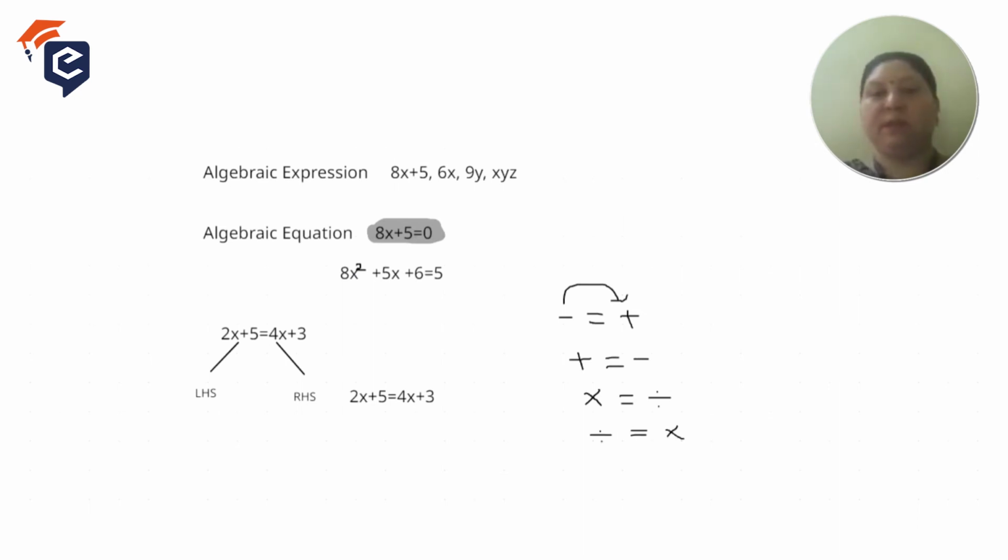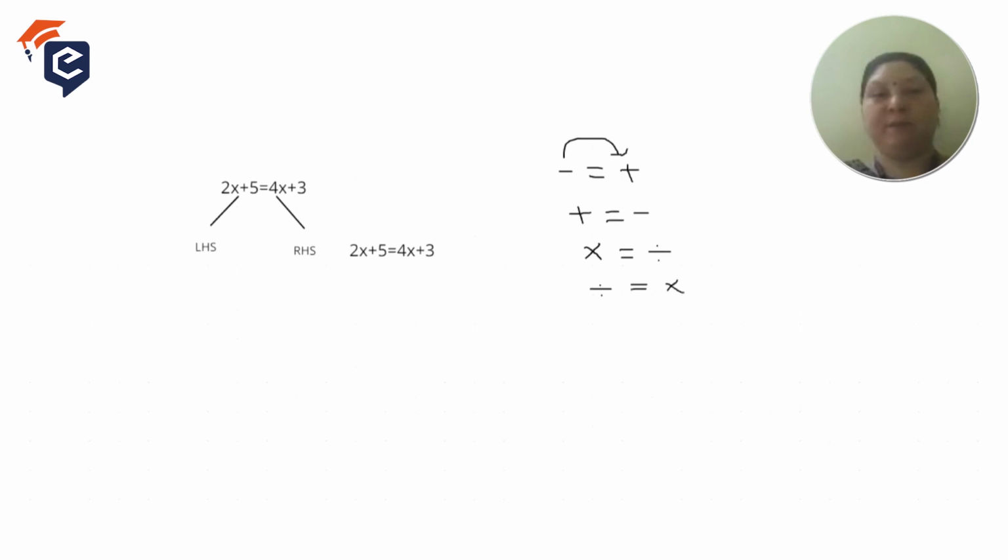Here we have 2x plus 5 on the left hand side, and 4x plus 3 on the right hand side. The signs get converted when we shift. So now the equation becomes 2x minus 4x equals 3 minus 5. After solving this, we get minus 2x equals minus 2.